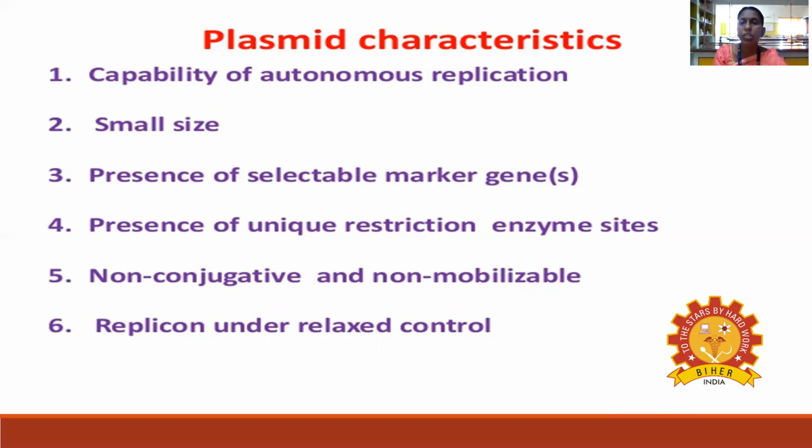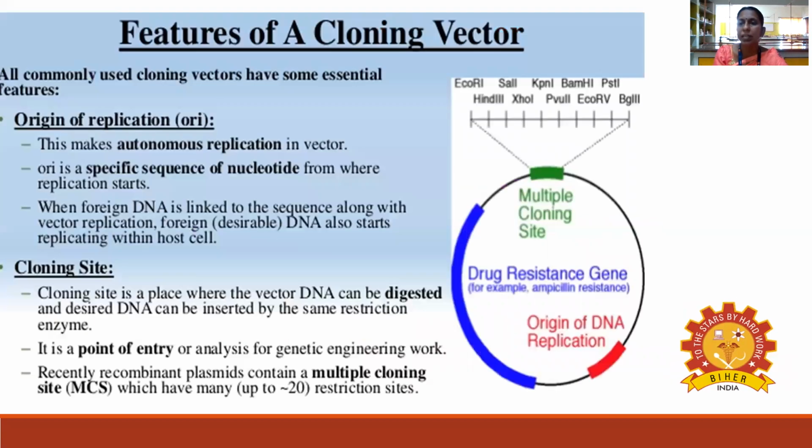Then there is the presence of unique restriction enzyme sites. Another important point is that it is non-conjugative. It does not interact with the host. And it is non-mobilizable, because it cannot move. So it is non-conjugative and not mobile. And replication is under relaxed control. It does not undergo a rapid replication mechanism, so the replicon is under relaxed control.